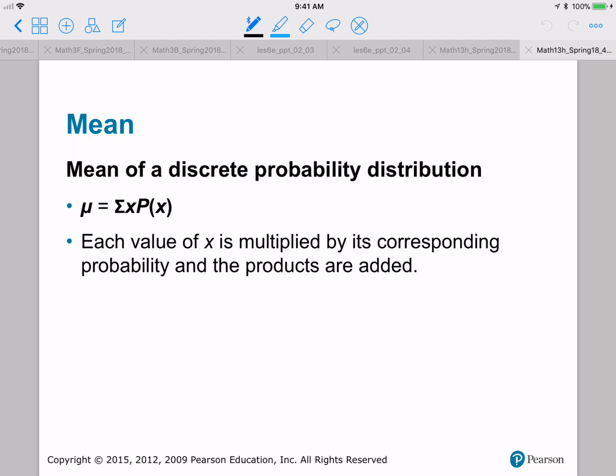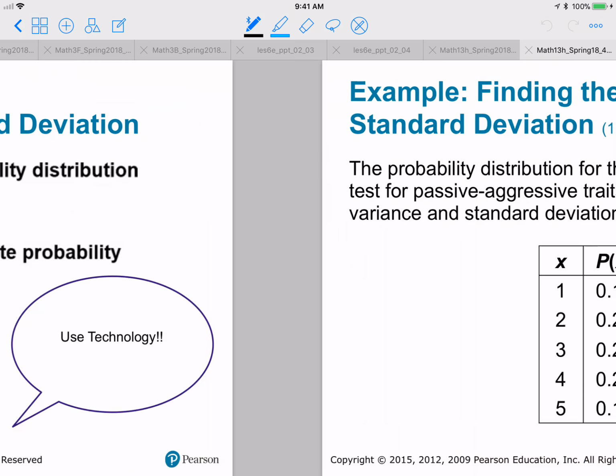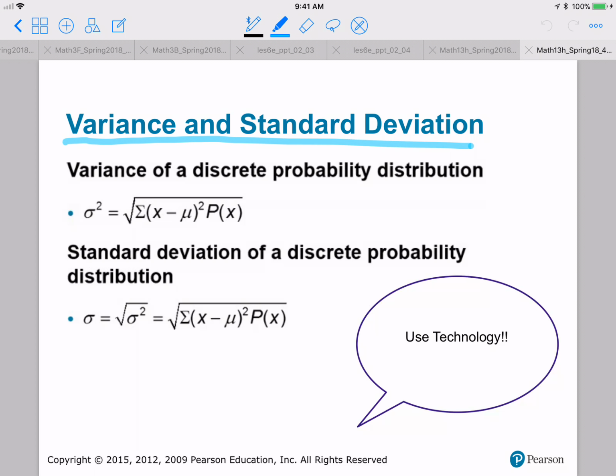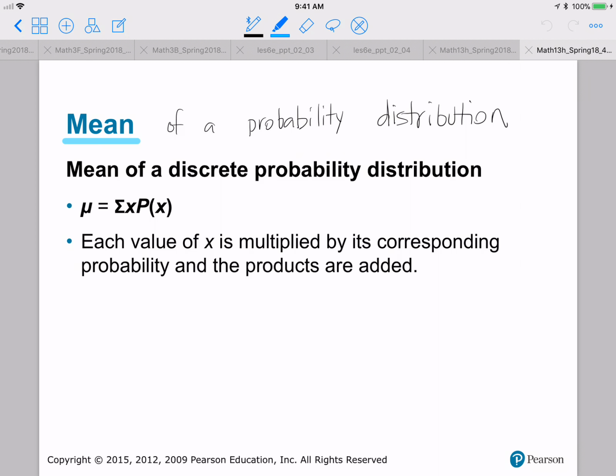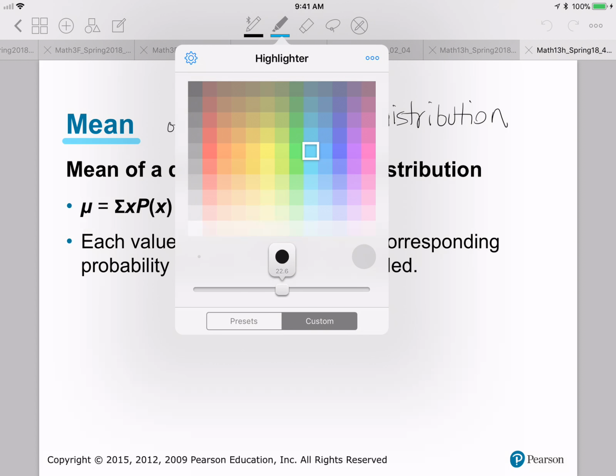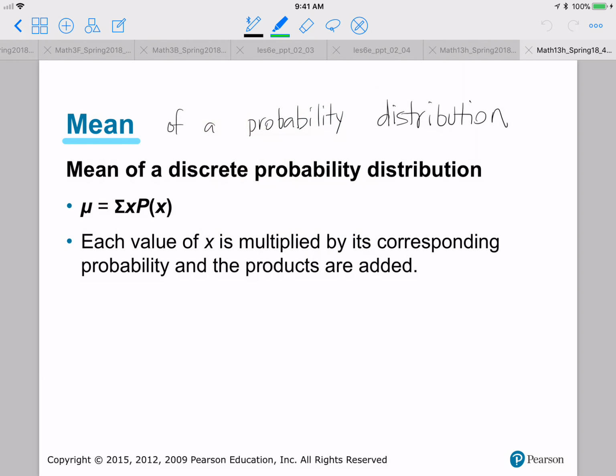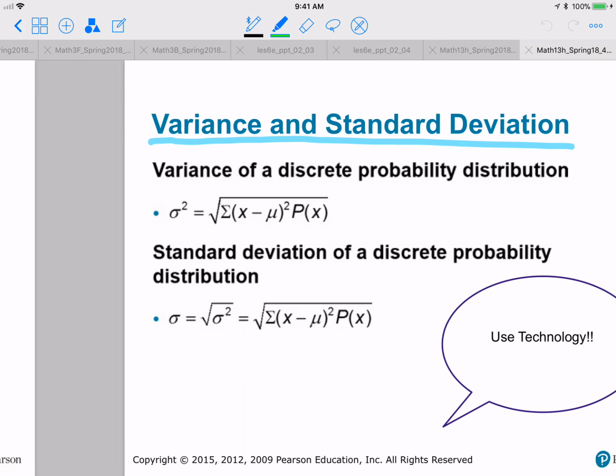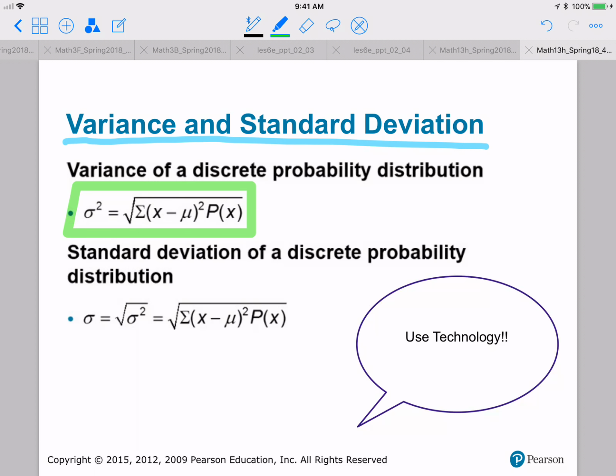Okay, now let's move on to our third objective, which is to compute the mean of a probability distribution. We want to do the mean. We're also going to do the variance and the standard deviation. So I want to point out that we have these formulas. So here's our first formula. This is a formula for the mean. Our second formula, the formula for the variance. And then the third one is the formula for the standard deviation.